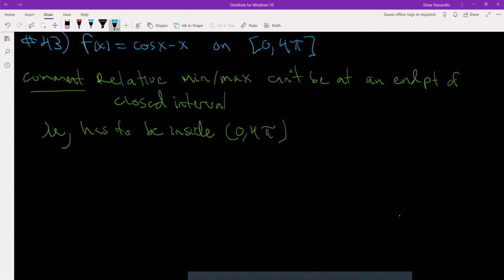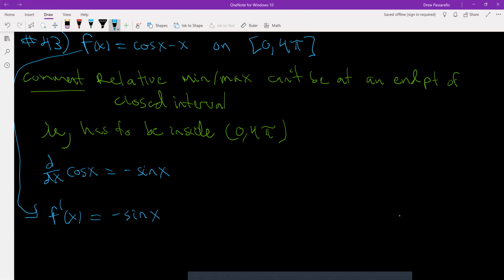So I find the first derivative. You're going to have to recall the derivative of cosine. That's negative sine x. So when we find the derivative of f of x, f prime of x equals the derivative of cosine, negative sine x. And the derivative of x is 1, so that'd be minus 1. All right, that's the first derivative.